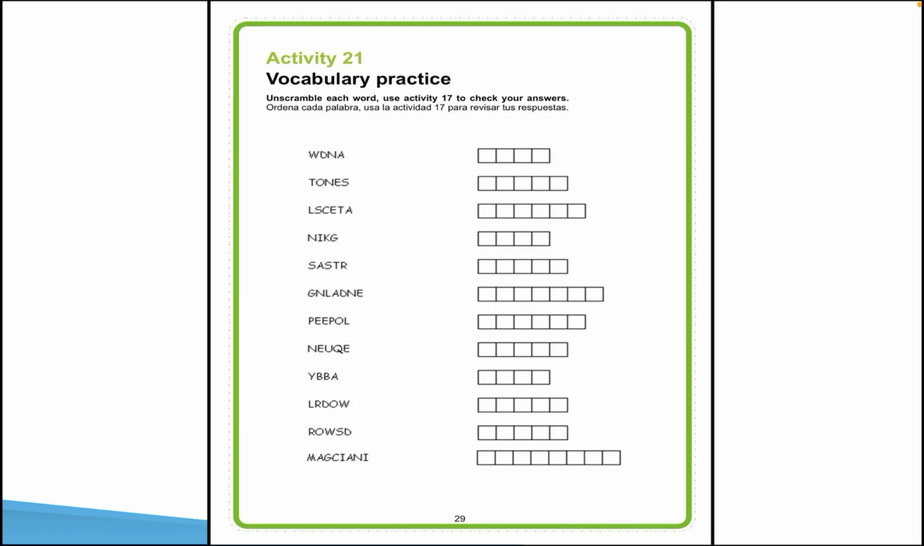Estas palabras están escritas de manera incorrecta y tenemos que ir acomodándolas de manera correcta en esos espacios. Okay, so we have some examples. The first one, wand, stone, castle, king, stars, England, people, queen, baby, world, sword, magician. Okay, remember, this vocabulary is on activity 17. Yes, so please check first the activity 17 to start answering this activity.